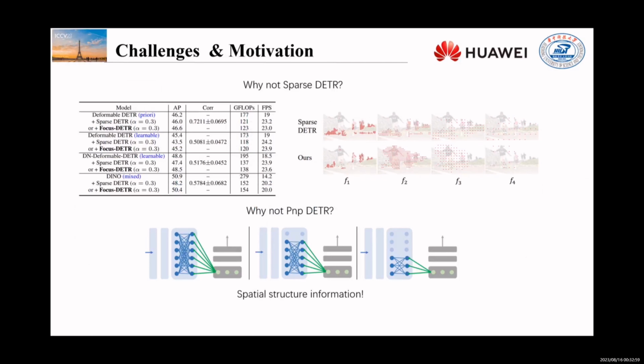Sparse DETR's performance boost in Deformable DETR, but not in other models, is due to the discrepancy in pseudo-labels. It struggles with multi-scale semantic correlations, leading to inconsistent foreground token distribution. PnP DETR compresses background tokens, reducing computation but disrupting spatial information.